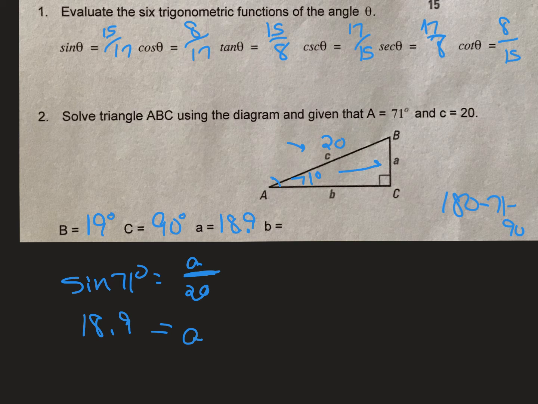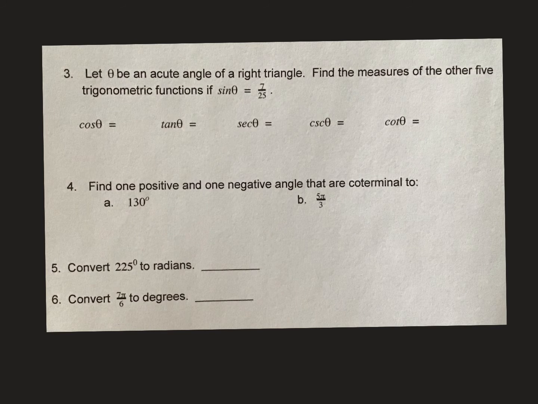Side B is adjacent to 71, and because it's adjacent, I'm going to do cosine. Cosine is adjacent, which is B, over hypotenuse, which is 20. Multiply both sides by 20 again, so this time do 20 times cosine 71. I would do it in that order if I were you, 20 first. And I get 6.5, and that's it. So that's probably the one we spent the least amount of time on this week, so you better watch that one again and make sure you're good there. It's just SOH CAH TOA.